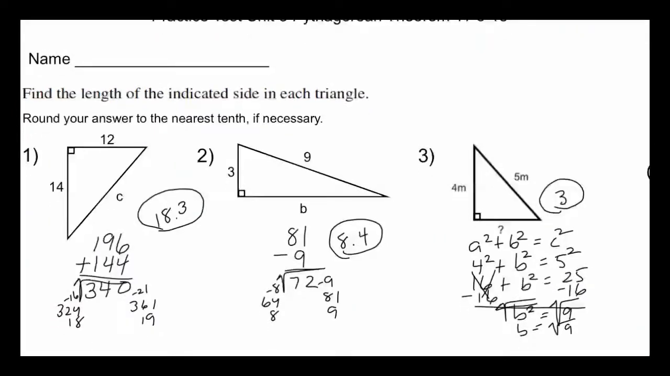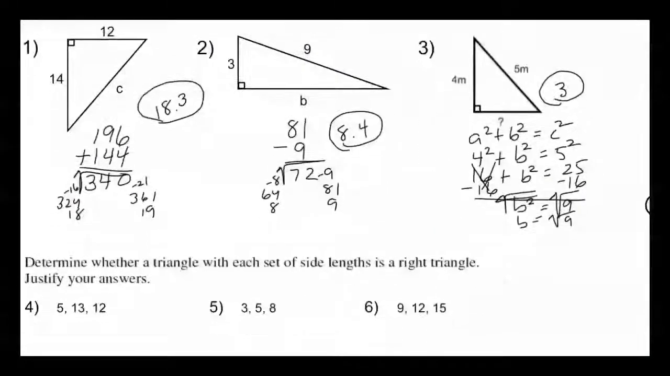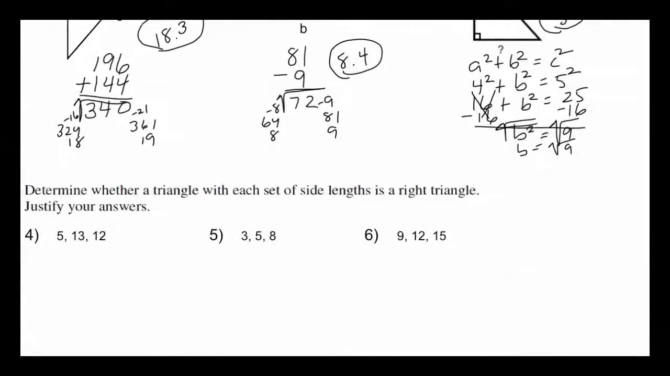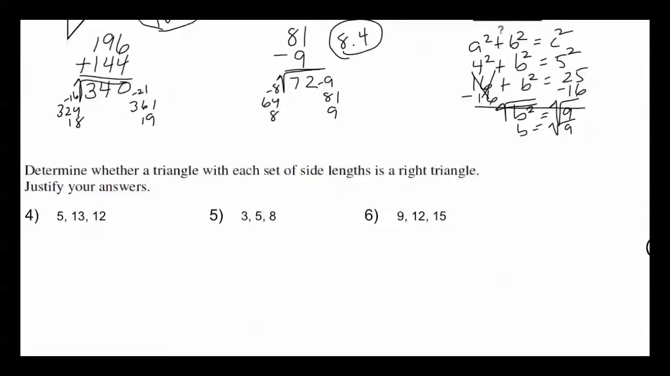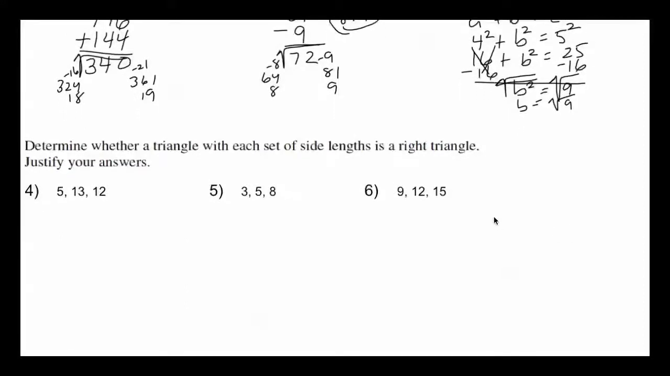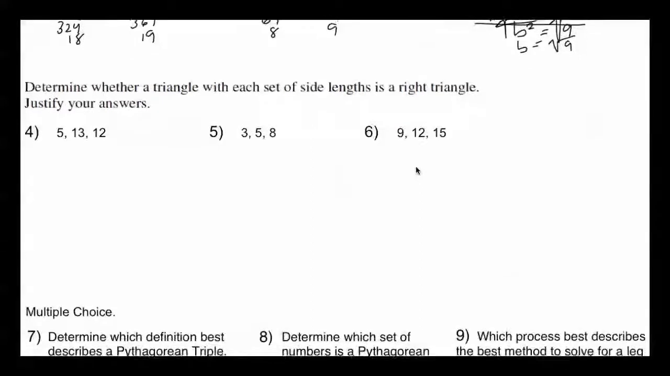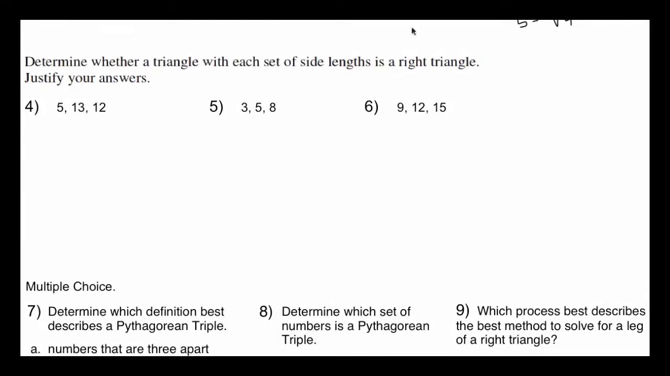make a right triangle. All right, determine whether a triangle with each set of side lengths is a right triangle. So what we're going to do here is called the converse of the Pythagorean theorem. Instead of finding one of the sides, we start with the sides and we work backwards to see if the theorem itself holds true.